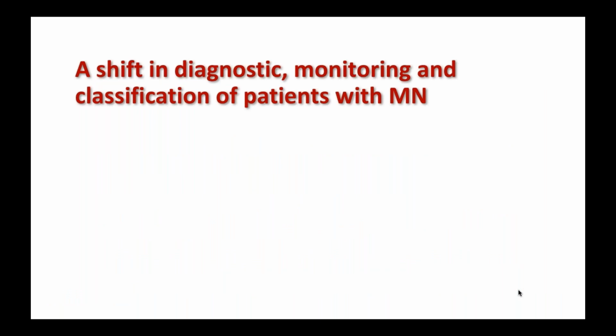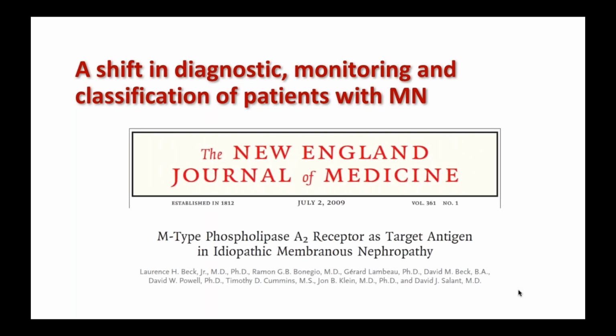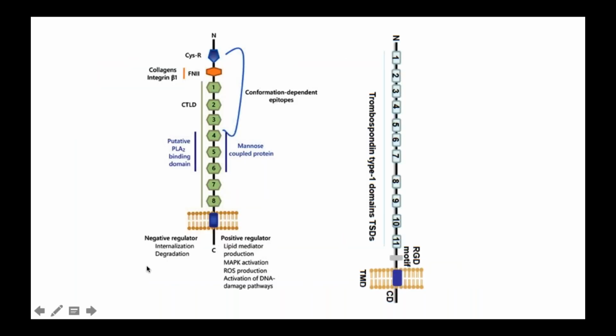At the same time, we have seen a shift in the diagnostic monitoring approach as well as classification of patients with membranous nephropathy. And this was really kick-started by this paper which appeared in the New England Journal of Medicine from the group of David Salant from Boston University, which identified this particular protein, the phospholipase A2 receptor protein, as one of the putative antigens of so-called idiopathic membranous nephropathy.